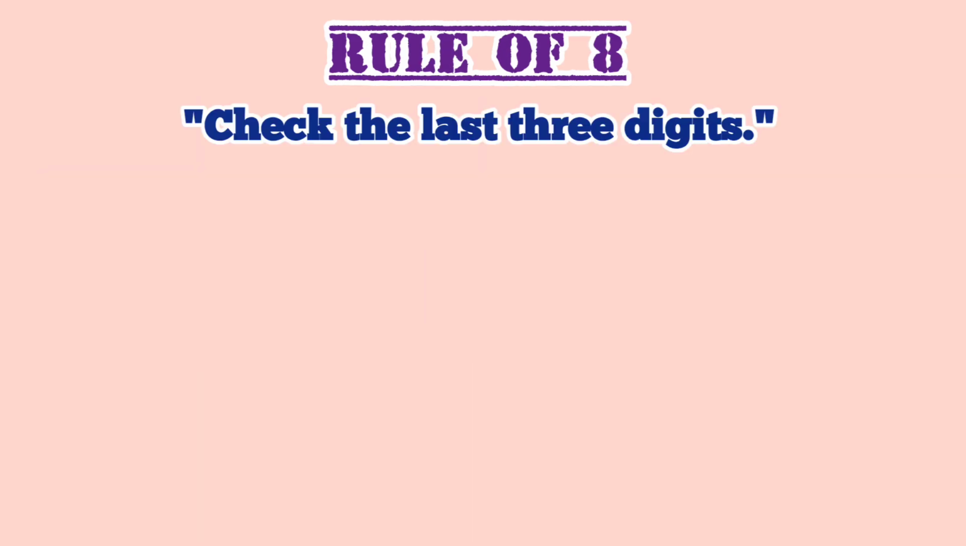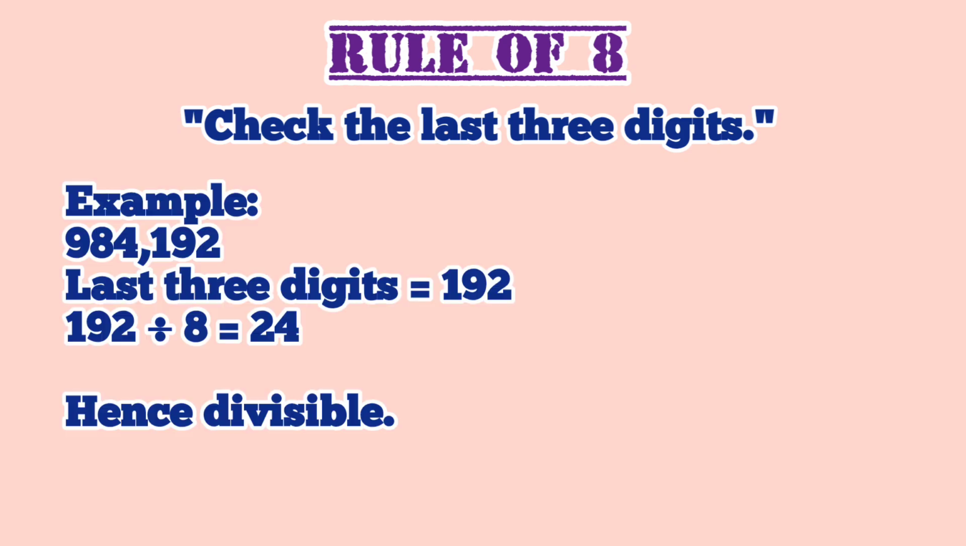Next comes the rule of 8. It's very simple. Check only the last 3 digits. If the last 3 digits are divisible by 8, the entire number is divisible by 8. Next, I come to the example: 9,84,192. The last 3 digits are 192. If 192 is divisible by 8, then the entire number is divisible by 8. No need for long division to check the divisibility rule of 8.